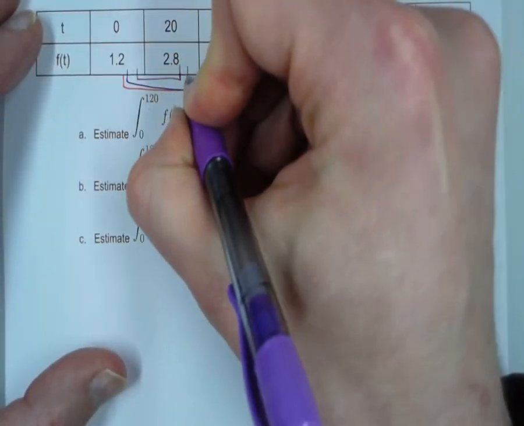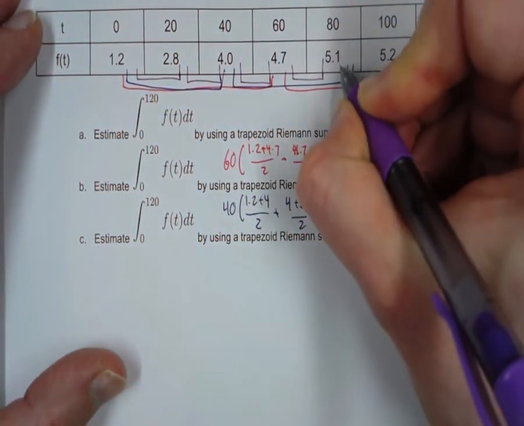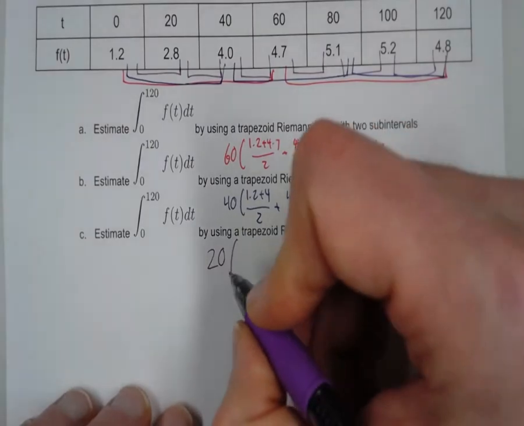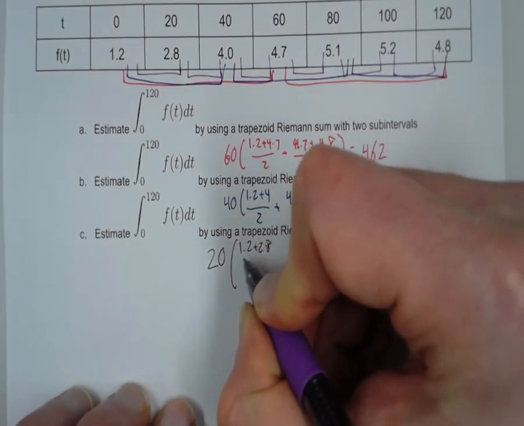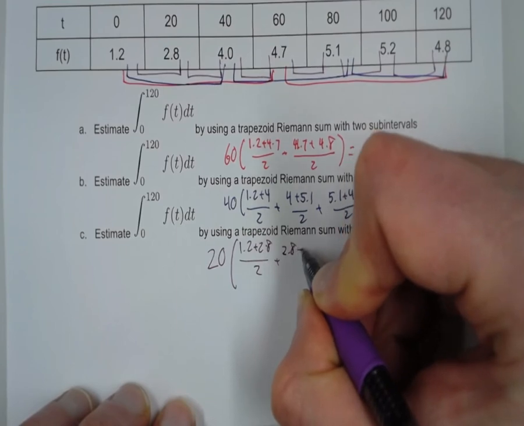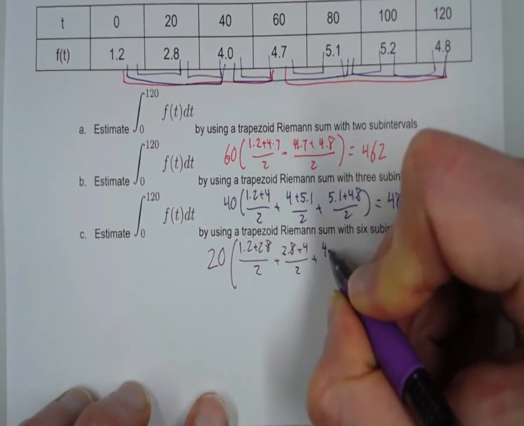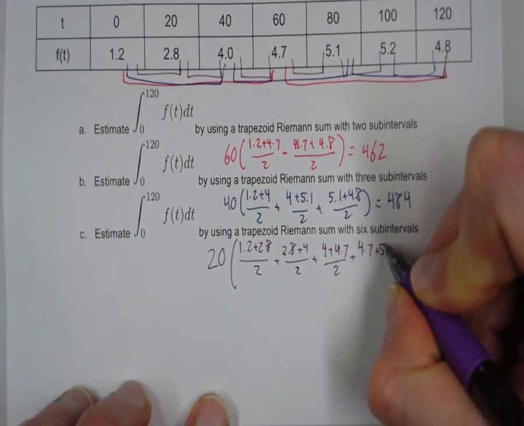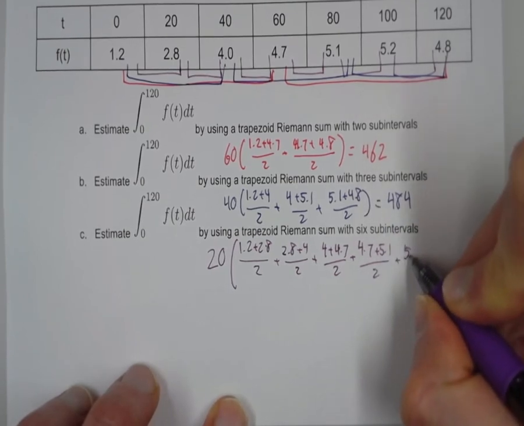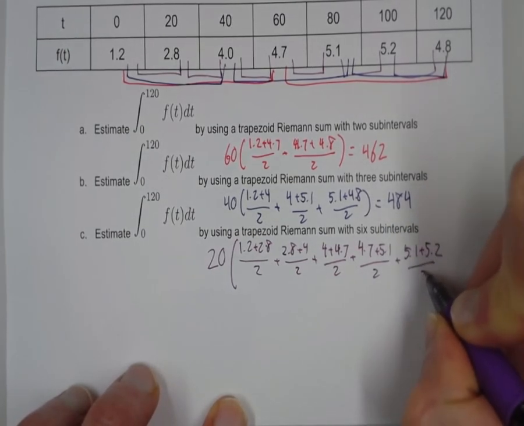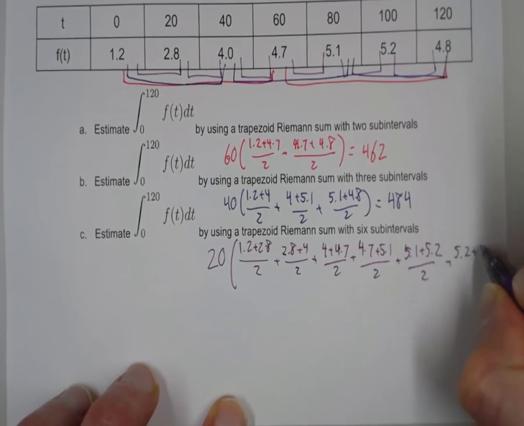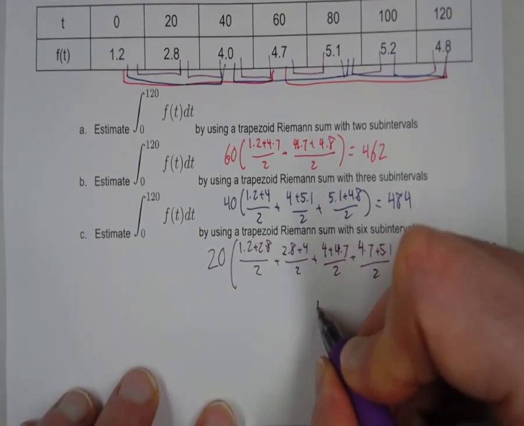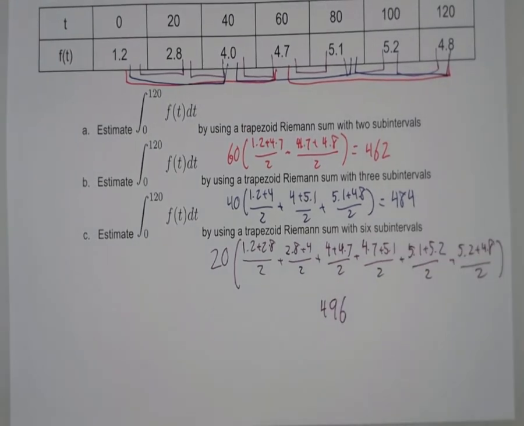And then finally, we have all 6. All of them with a width of 20. So 1.2 plus 2.8 over 2. 2.8 plus 4 over 2. 4 plus 4.7 over 2. 4.7 plus 5.1 over 2. 5.1 plus 5.2 over 2. 5.2 plus 4.8 over 2. And when we calculate that, we should get 496.